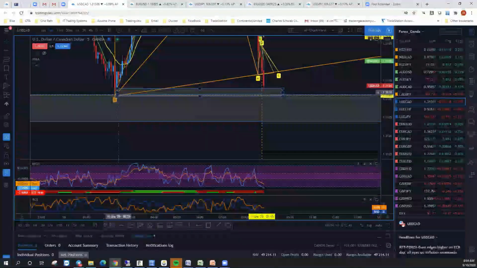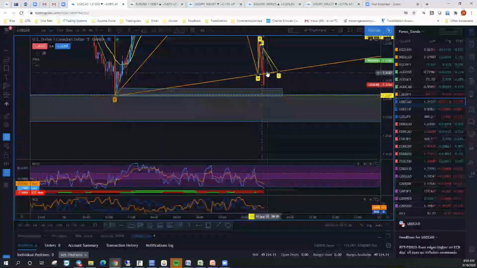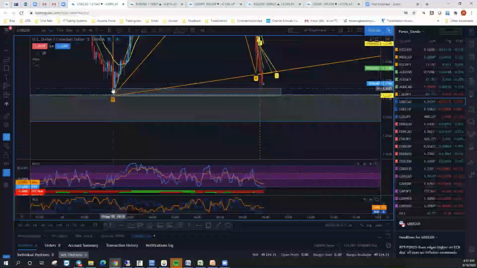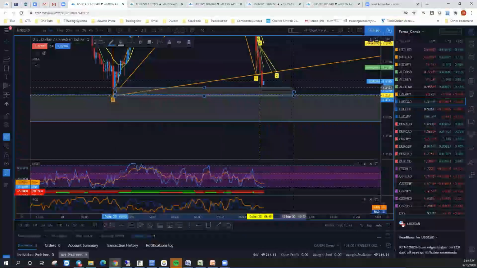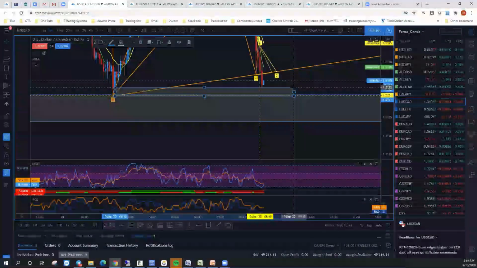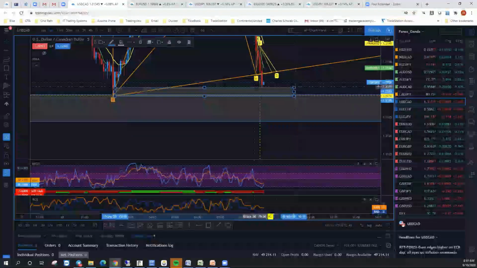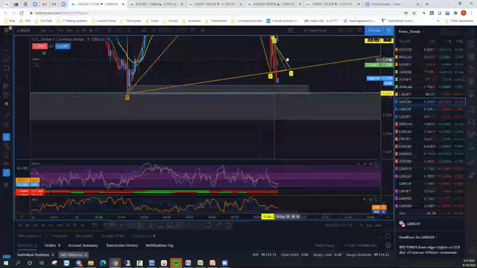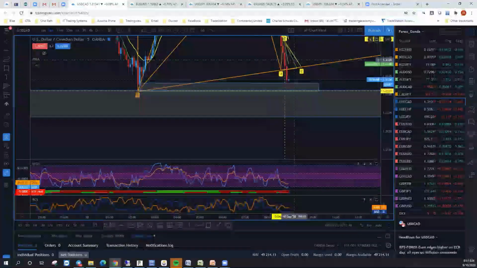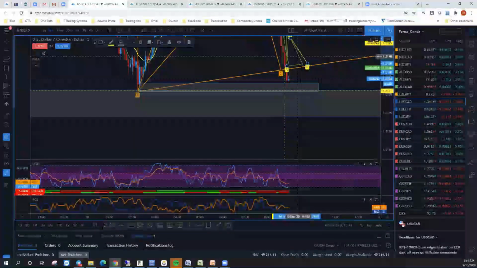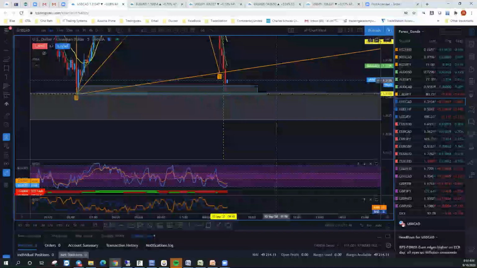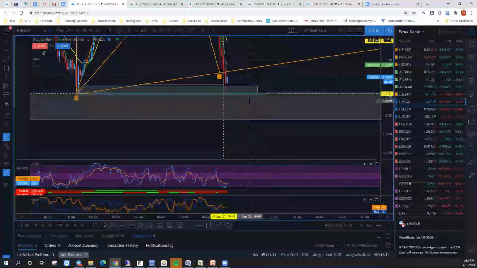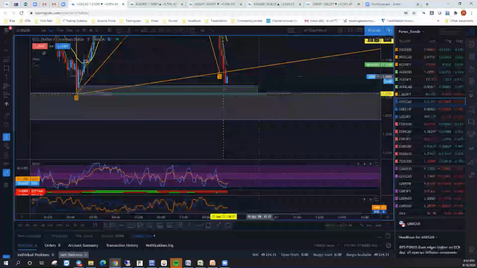Here's the anchor. It broke the wedge, the primary wedge. It broke it, came down, but couldn't close below this blue candle, so it didn't close inside of my box here. Now if it comes back up and tests this orange area, I'm going to take this one off. If it comes up and tests this and gives us another push down, we may be able to take this trade.